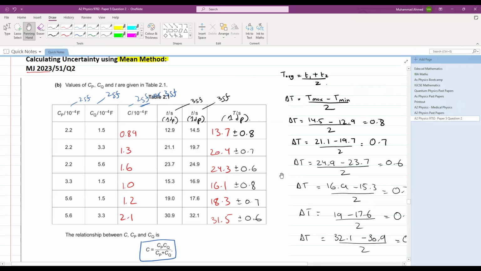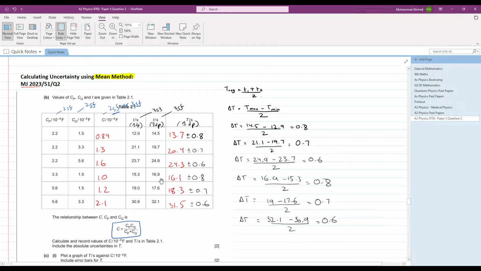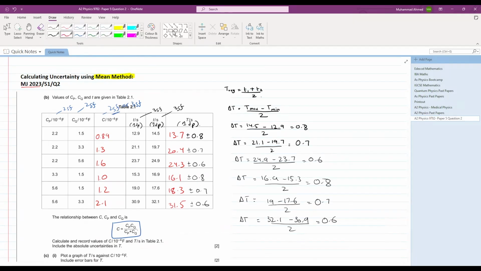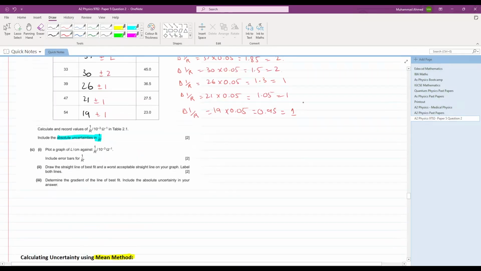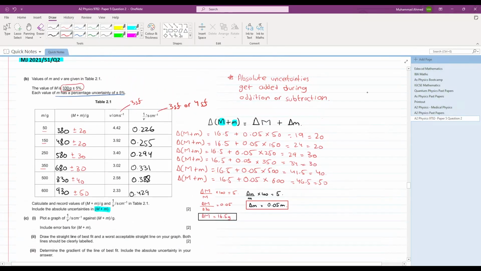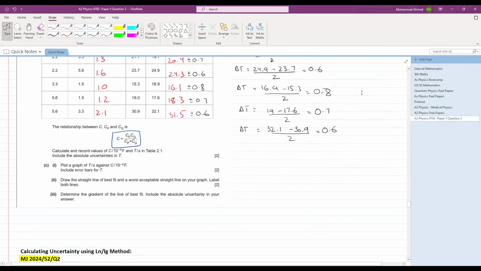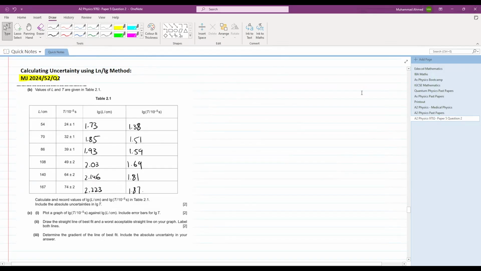Simple. Nothing complicated here. So what is the crux or the summary of this? Whenever you are averaging out the same variable, you will calculate the absolute uncertainty using this formula: maximum value minus minimum value divided by 2. But you have to make sure that the variable is the same. If the variables are different and you are performing addition and subtraction, then absolute uncertainties will get added up. Simple as that. Don't worry about copying. I will export this OneNote document and it will be uploaded as a PDF.